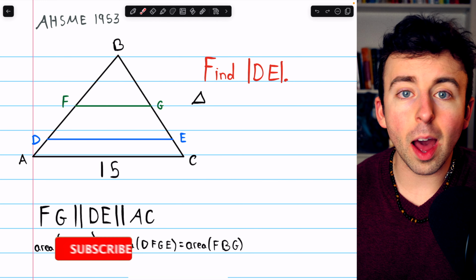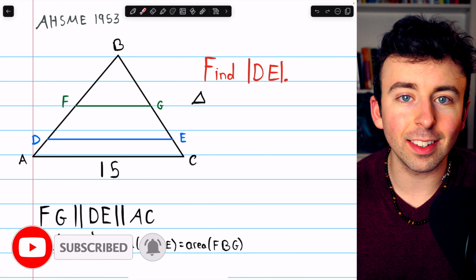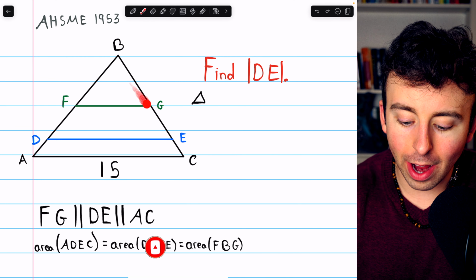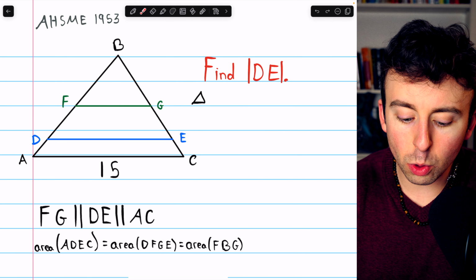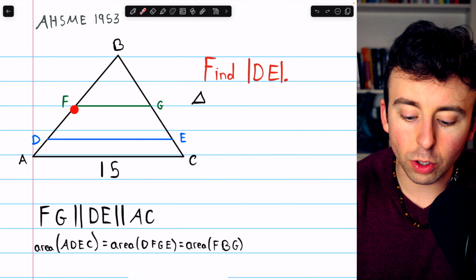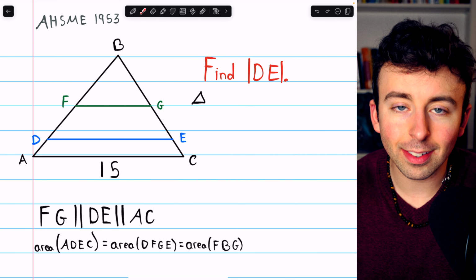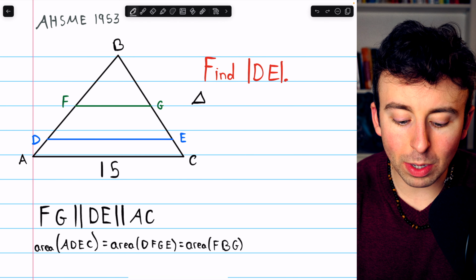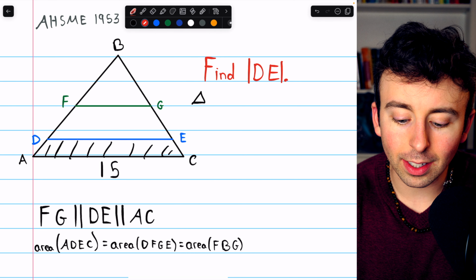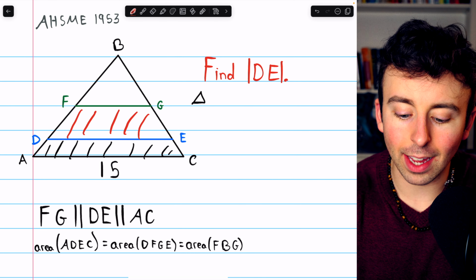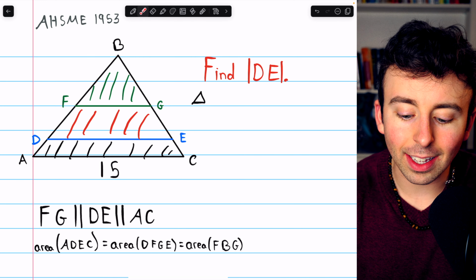This is a fun geometry problem from the 1953 American High School Mathematics exam. We're given this triangle ABC with a base length of 15. Then, two lines are constructed on the two sides of the triangle such that they're parallel to the base and such that the three sections they create, so this section and this third section, are all equal in area.